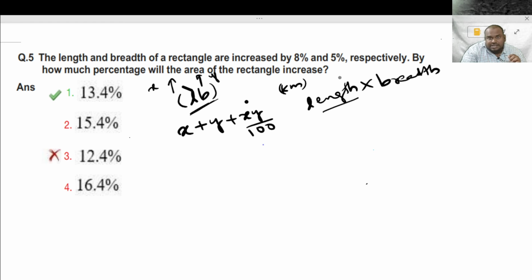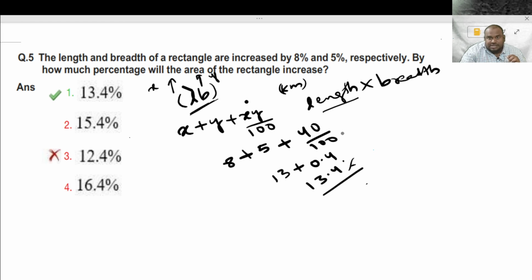So here length increased by 8% and breadth increased by 5%. So L into B is 40 by 100. It means 8 plus 5 is 13 plus 0.4, so it is nothing but 13.4%. So the area will increase by 13.4%. This option.